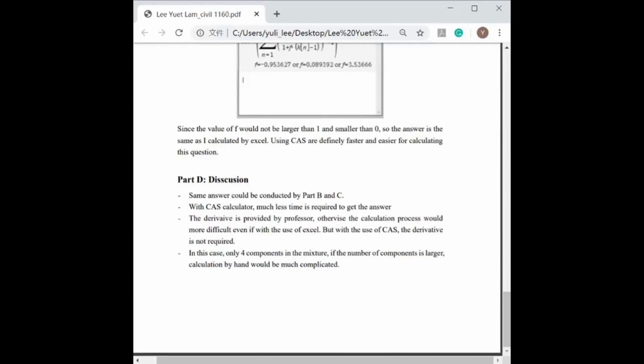So now we will do the discussion. Basically, the same answer can be obtained by the traditional method and CAS, but with the CAS calculator, less time is required to get the same answer.